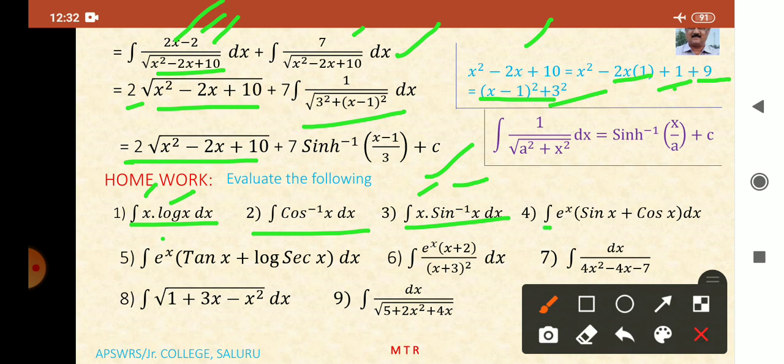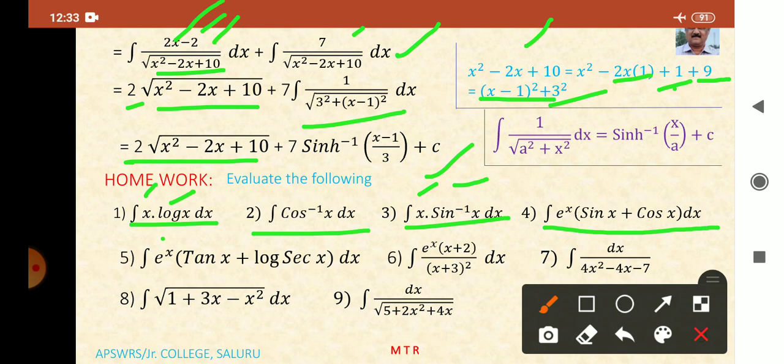Integral e power x into sin x plus cos x dx. This is from the result integral e power x into f of x plus f dash of x dx, that is equal to e power x into f of x plus c. Here the derivative of sin x is cos x. So here f of x is sin x. So e power x into sin x. But someone may think the derivative of cos x is sin x. No, the derivative of cos x is minus sin x. There is no minus here, so f of x is sin x. The derivative of sin x is cos x. So the answer is e power x into sin x plus c.